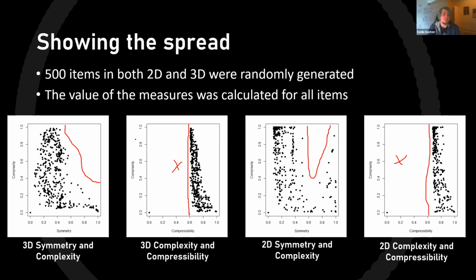But one of the things that was obvious, especially for the symmetry and complexity, is that we did cover the entire range of the symmetry and complexity values. And this is partially what we were looking for when we're trying to assess the versatility. We had this very wide distribution across all values that were available.